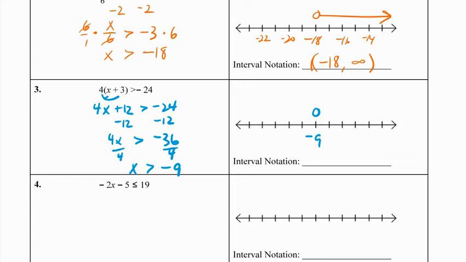Open circle on -9, and graph in the positive direction, or in the larger direction. Interval notation is an open parenthesis from -9 up to infinity.